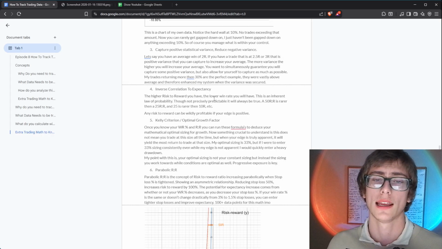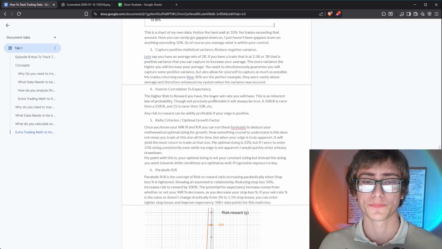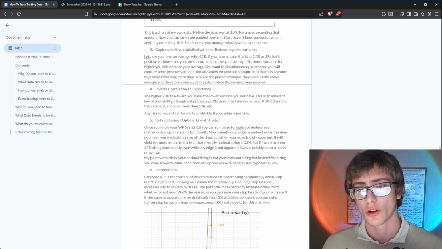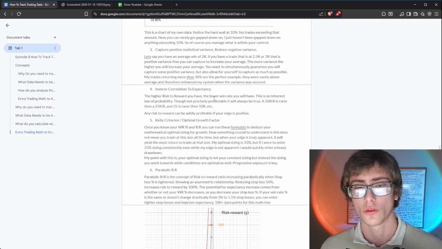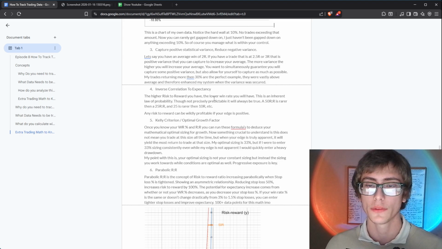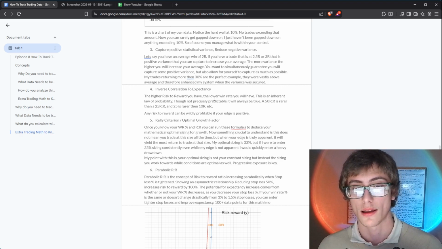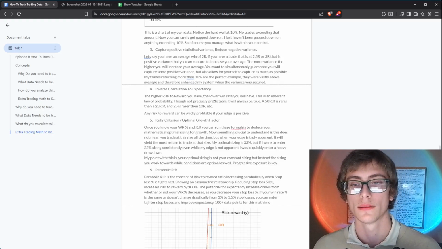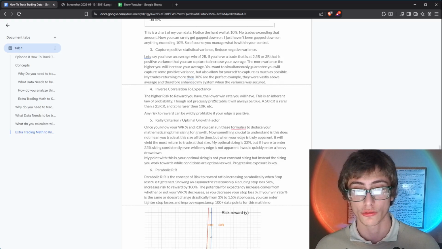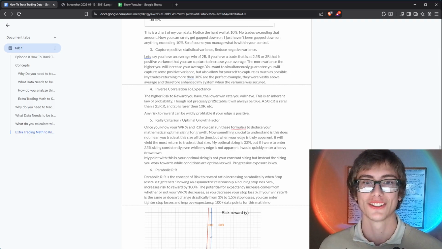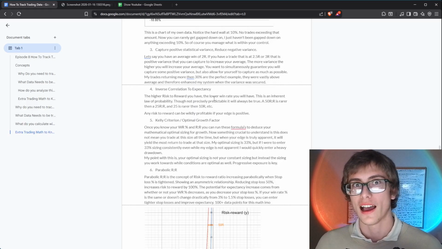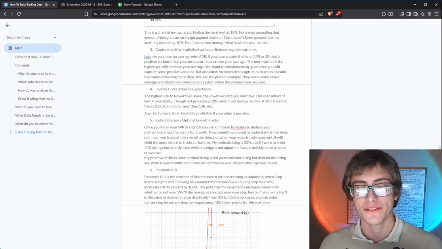So point number 5, Kelly criterion, optimal growth factor. Once you know your win rate percentage and risk to reward, you can run these formulas to deduce your mathematical optimal sizing for growth. Now, something crucial to understand is this does not mean you trade at this size all the time, but only when your edge is truly apparent, because it will yield the most return to trade at that size. So my optimal sizing is 33%, but if I were to enter 33% sizing consistently, even while my edge is not apparent, I would quickly enter a heavy drawdown, right?